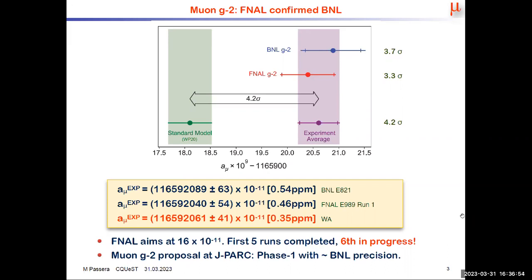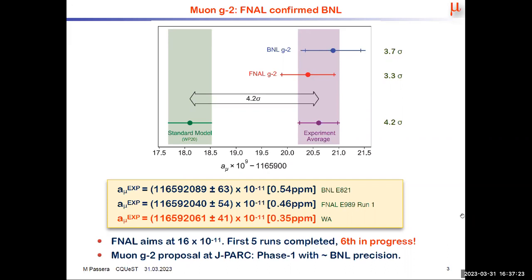And you see, the final goal of Fermilab is to go down to an uncertainty of 16 in 10 to the minus 11. Now we are at the level of 41 in 10 to the minus 11. So it's already a very, very precise number. As you can see, there are so many digits here, but the goal is really to go down to 16 in 10 to the minus 11. The first 5 runs are completed at Fermilab, and the 6th one is in progress right now.